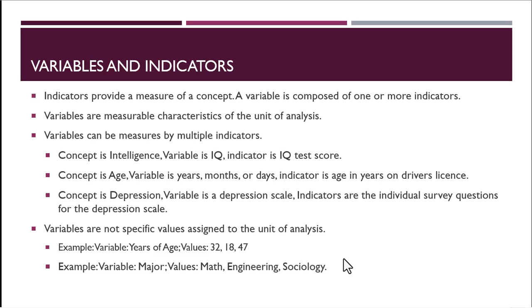It should also be noted that variables are not specific values assigned to the unit of analysis. So a variable needs to be able to vary. So the variable may be years of age, but the values for that variable could be things like 18, 32, 47, 102, right? Those are values. Those are not variables. Variables are just years of age. Another example here is major. So like, what is your college major? The variable, again, is the major, and the values are things like math, engineering, or sociology.